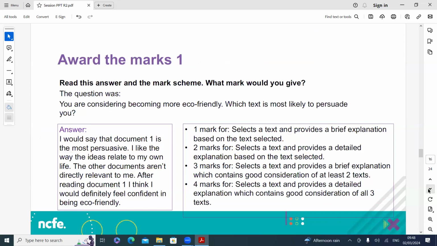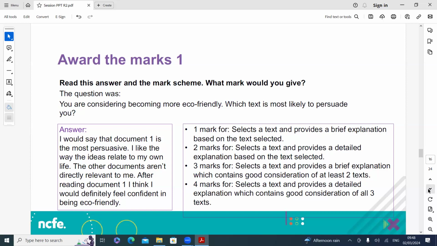Okay. So this time we're going to look at an answer, and we have the mark scheme there, and we're going to decide how many marks this answer should get. So the mark scheme is what the examiner will have to assess your answer and what marks you receive. So the question for this answer was, you are considering becoming more eco-friendly. Which text is most likely to persuade you?